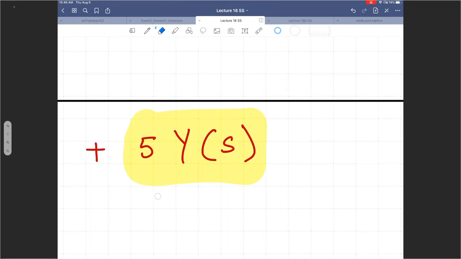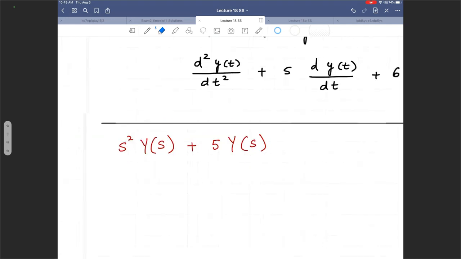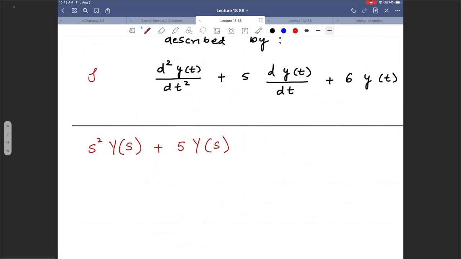Can we write s in cursive? I will try my best. So are we talking about this? Sure, let's do that.